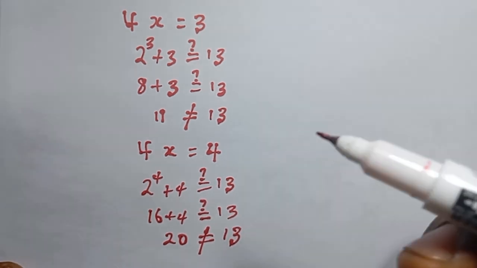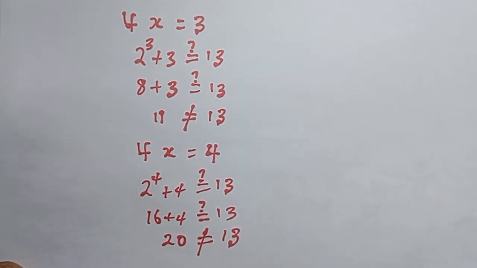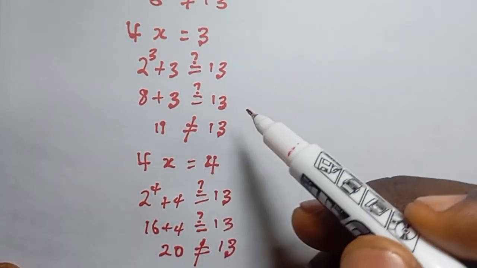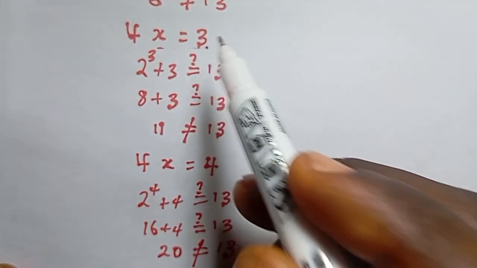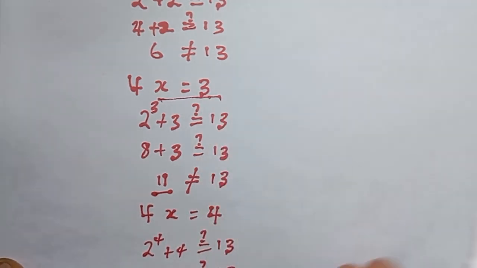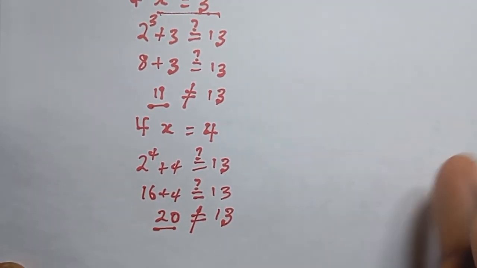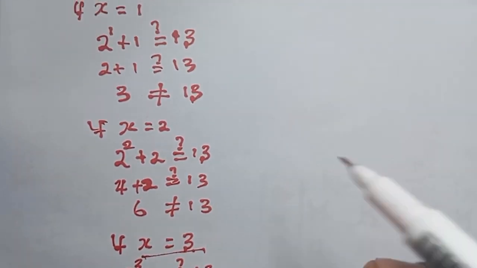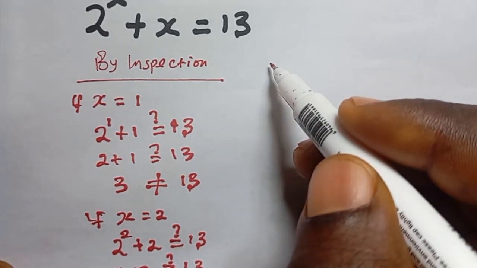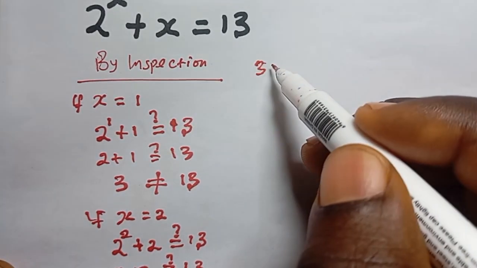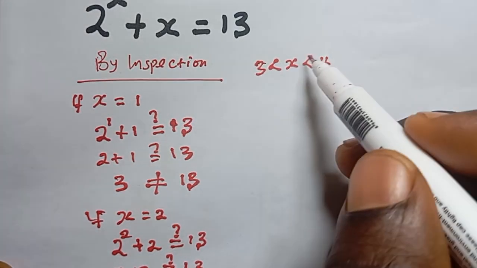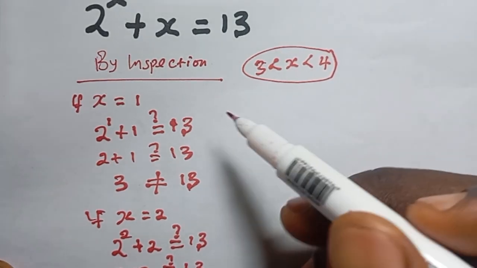And so for values of x, 1, 2, 3, and 4, none of them is actually going to satisfy this equation. But then you see that when x is equal to 3, what we had is 11 when we sum this. But when our x becomes 4, we had 20. So which tells us that if we put all of these together, the value of x that is going to satisfy this will lie between 3 and 4. So this is going to be the interval of x that will satisfy this.